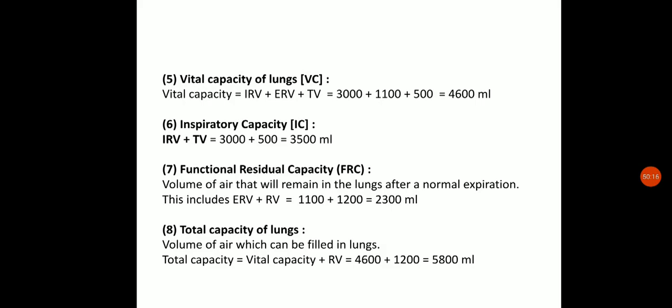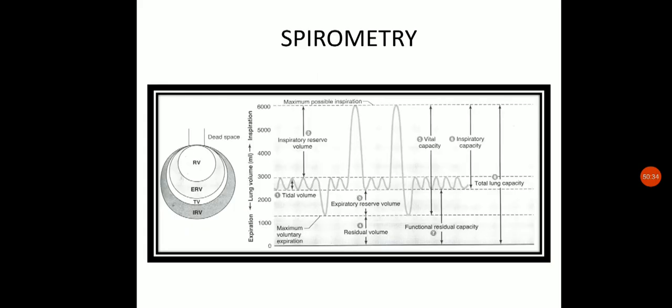Next is the functional residual capacity. Functional residual capacity is the volume of air that remains in the lungs after normal expiration. So once the person is expiring normally, still some amount of air will remain in the lungs. This includes the ERV and RV, that is the expiratory reserve volume and the residual volume. Here the ERV is around 2000, and the RV is around 1200. So it includes the air which remains in the lungs even after normal expiration.